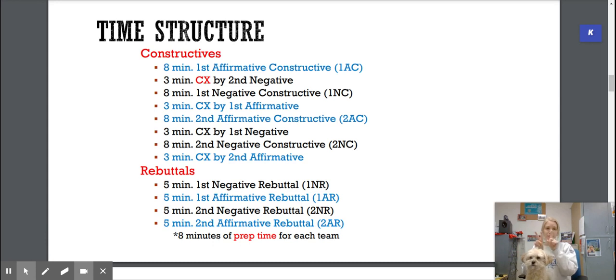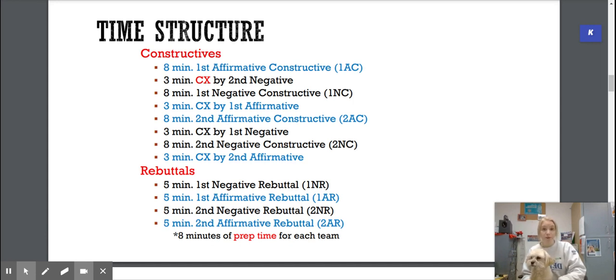The only thing in between them is a cross-examination. So the first negative rebuttal goes, and then we go with no cross-examinations in the rest of the debate. Cross-examinations are questioning periods. We go to the first affirmative, second negative, second affirmative, and the round is over. Each team throughout the debate gets 8 minutes of preparation time, or prep time. You can use that prep time before you are about to speak. So if your speech is next, you can use prep time before that.